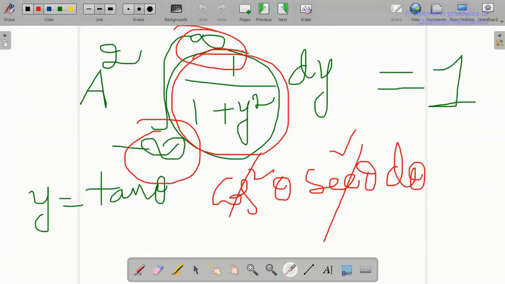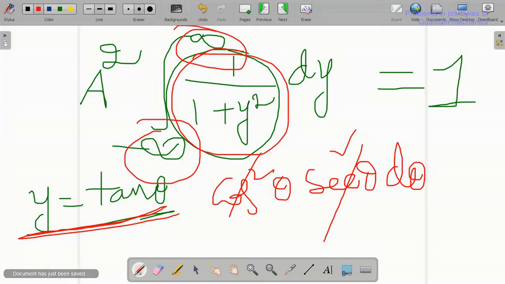And if we substitute y is equal to tan theta, this becomes 1 by secant square, that is cos square theta, and d of tan theta is secant square d theta. So cos square and secant square get cancelled, leaving the integral of d theta. For the limits, tan theta equal to infinity means theta is pi by 2, so the limits minus pi by 2 to plus pi by 2 become 0 to pi.